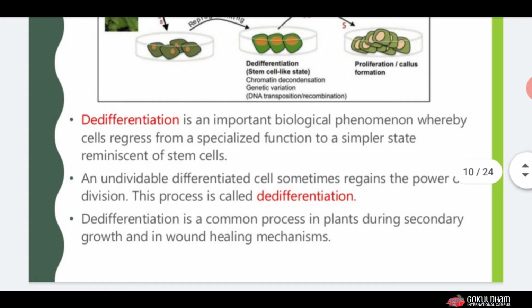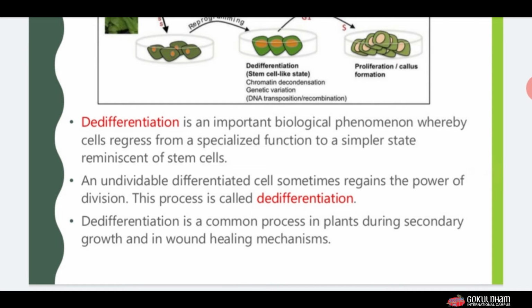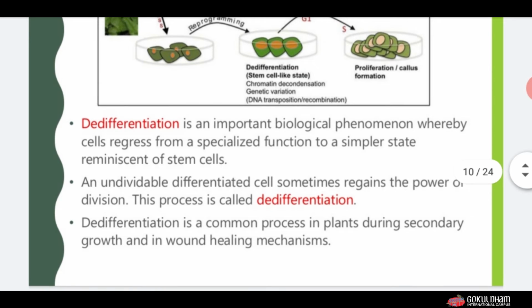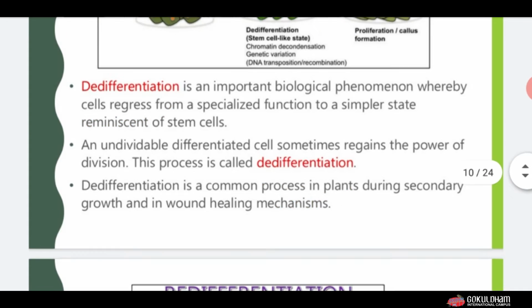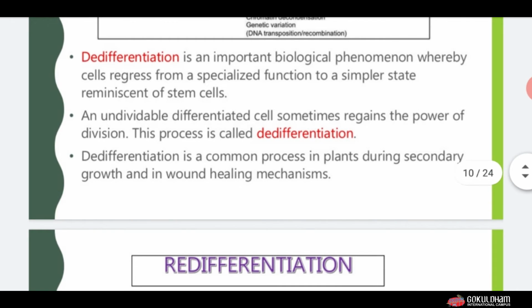De-differentiation is a common process in plants during secondary growth and wound healing mechanism. मीन्स जब सेकेंडरी ग्रोथ होता है तब परमानेंट टिश्यू डी डिफ्रेंशिएट होके मेरिस्टेमिक टिश्यू में कन्वर्ट होते हैं, और वो मेरिस्टेमिक टिश्यू न्यू सेल्स को प्रोड्यूस करते हैं, जिसे हम सेकेंडरी ग्रोथ बोलते हैं। और डी डिफ्रेंशिएशन इज वेरी इंपॉर्टेंट प्रोसेस इन टर्म्स ऑफ secondary growth in plants.